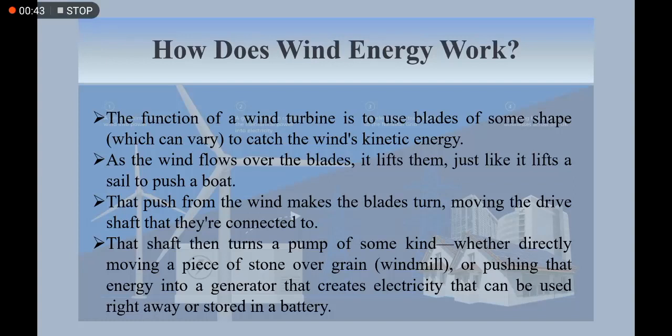Okay, next. First of all, the function of a wind turbine: it uses blades of some shape, which can vary, to catch the wind's kinetic energy. As the wind blows over the blades, it lifts them just like it lifts a sail to push a boat. That push from the wind makes the blades turn, moving the drive shaft that they are connected to. These shafts can turn or run a pump of some kind, whether directly moving a stone over grain or pushing that energy into generators that create electricity, which can be used right away or stored in a battery.